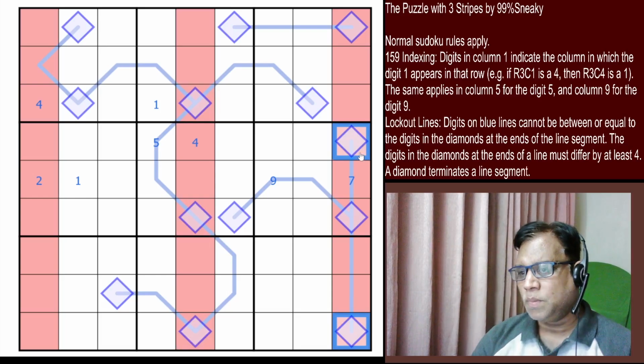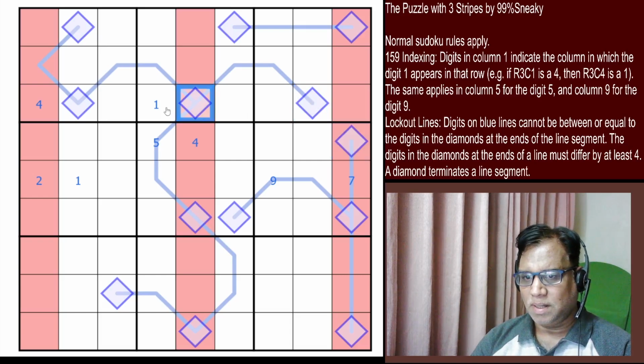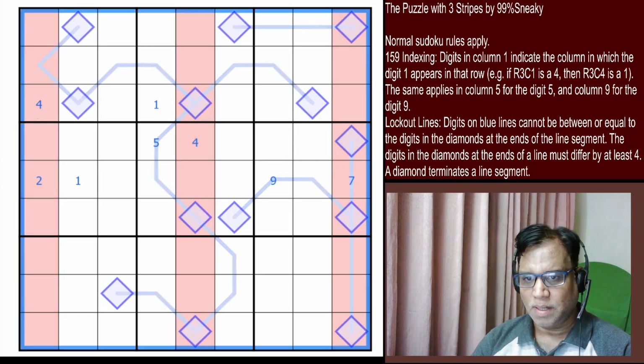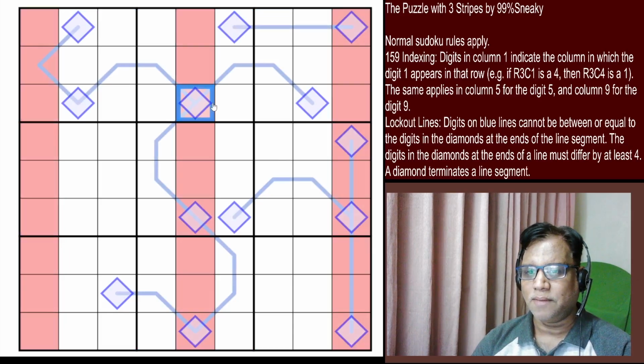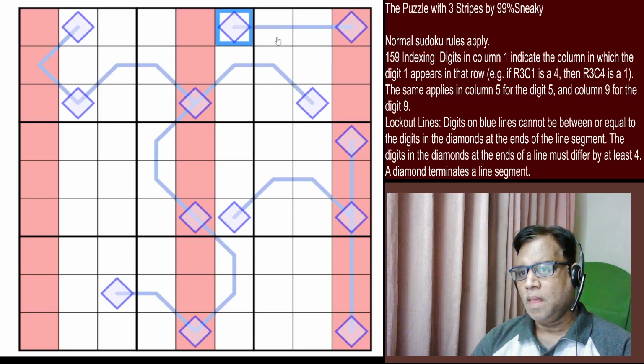Let me explain what these diamond lines are. Let me clear all the other digits to make it clearer. Let's just take this line, the simplest line, not connecting many lines. What they are saying is that the digits here must be outside of the range between these diamonds.